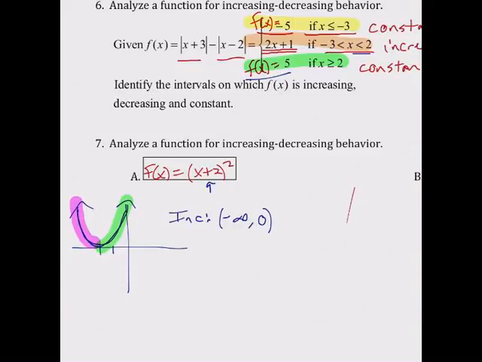It's not going uphill there. It's flat. Remember, it's level. So that's a moment of 0 slope when you get to 0. So we don't include that in the increase. Decrease is from 0 on up to infinity. It's not decreasing at 0, so we don't want to include that in the interval. Okay, so that's a nice, real clear one.